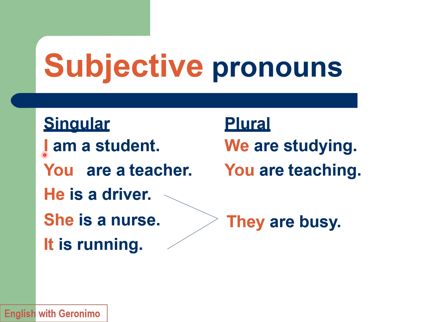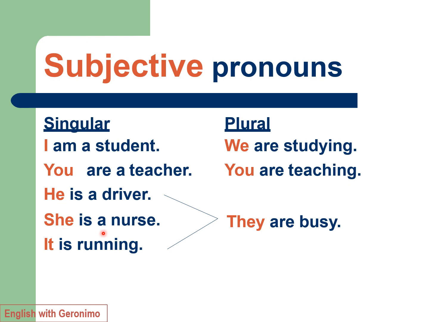Example in sentence number 1, I am a student. So I here was used as the subject in the sentence, and it is also known as the subjective pronoun. Number 2, you are a teacher. So you here is considered as the subject in the sentence, and it is also a subjective pronoun. Number 3, he is a driver. So he here is the subject in the sentence.